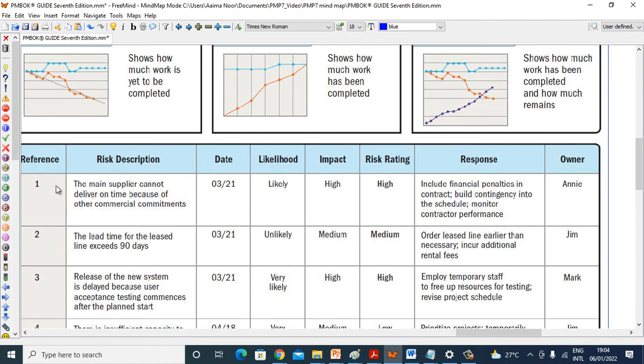Reference 1. The main supplier cannot deliver on time because of other commercial commitments. Date, likelihood, okay, impact high, and risk rating, and owner. Who is the owner, any? Include financial penalties in contract, build contingency into the schedule, monitor contractor performance.